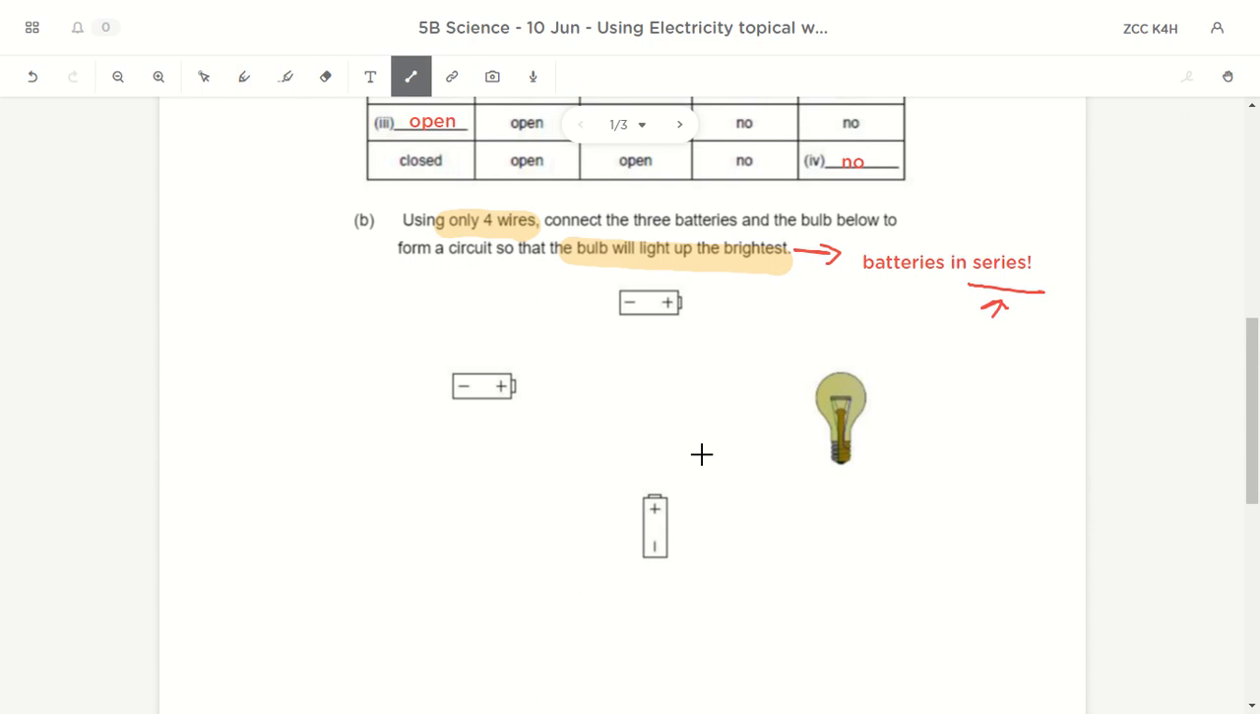So same thing, draw straight lines using a ruler. So we start from this battery. Remember, you need to connect them in series, means the positive must go to the negative. Okay, let's draw this. See, this is one wire, but of course I bend it. Remember, positive must go to the negative.